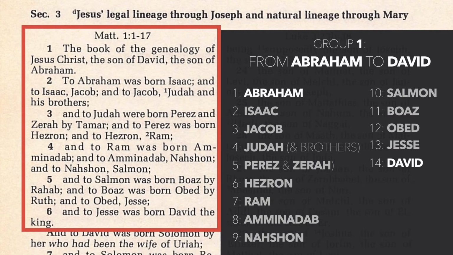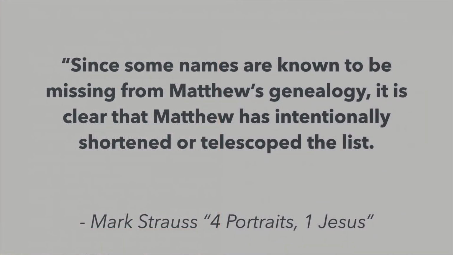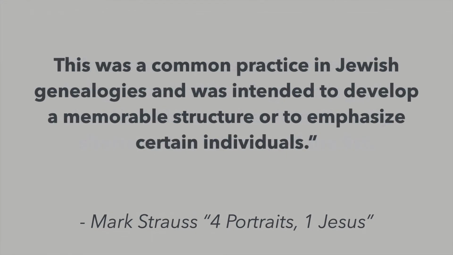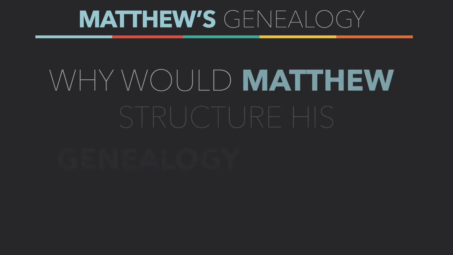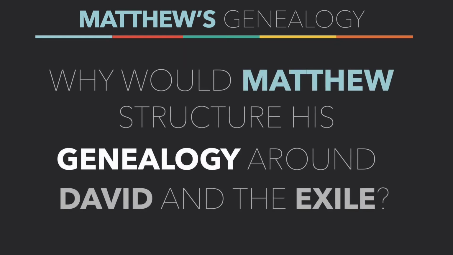I like Strauss's quote on this, where he says, since some of the names are known to be missing from Matthew's genealogy, it's clear that Matthew has intentionally shortened or telescoped the list. This was a common practice in Jewish genealogies, and it was intended to develop a memorable structure or to emphasize certain individuals. Interesting.